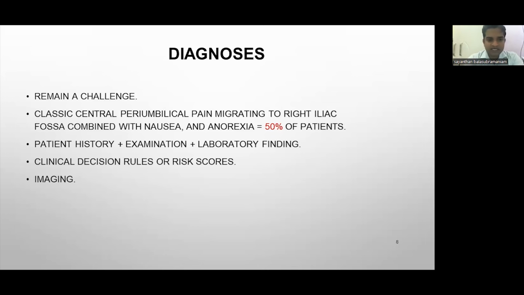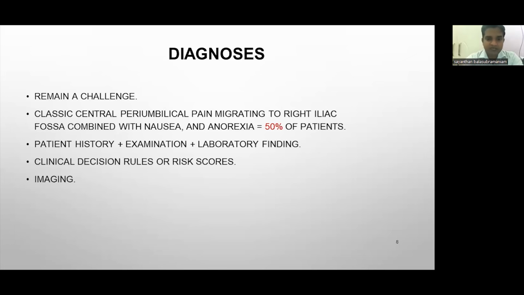Classically, especially when we were medical students, we always thought like that: first periumbilical pain will come, and after a certain time it will shift to the right iliac fossa. You know the anatomical nerve supply, that's why I didn't go deeper. So it will shift to the right iliac fossa. Then persistent pain will be in the right iliac fossa associated with nausea and anorexia. These classical signs are present in only 50% of patients.